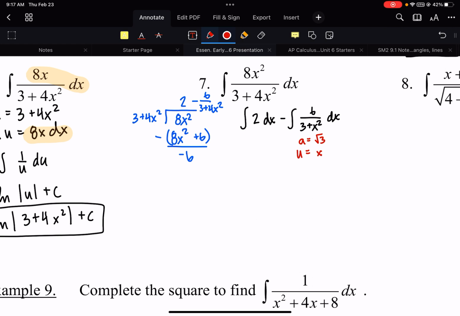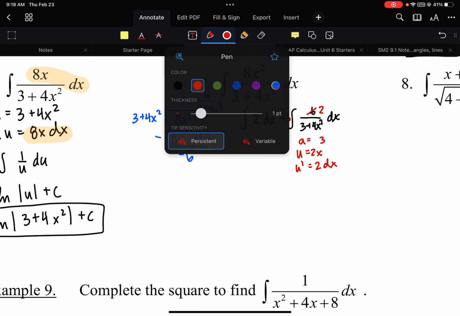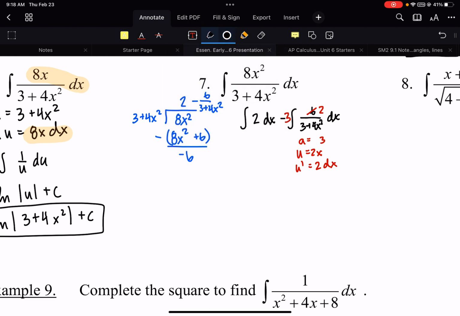Wait a second, I've dropped something. I'm sorry guys, this should be 4x squared. I don't know why I forgot that 4. So my u is going to be 2x, which means my u prime is 2 dx. So I'm going to split this 6 up to a 2 on the inside, a 3 on the outside, and now I am ready to integrate.